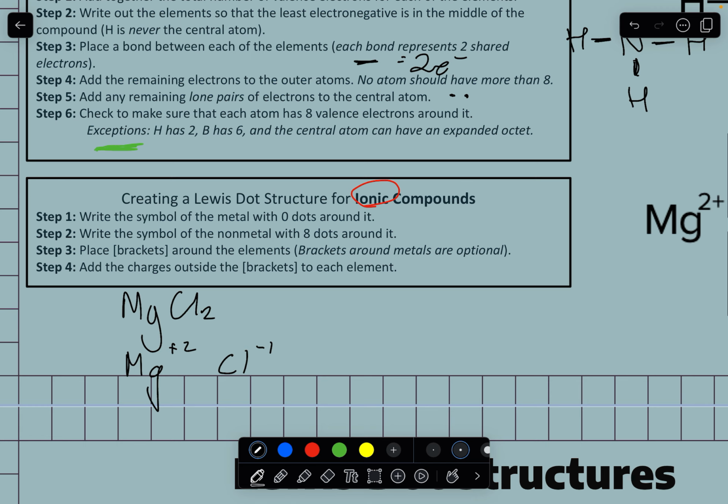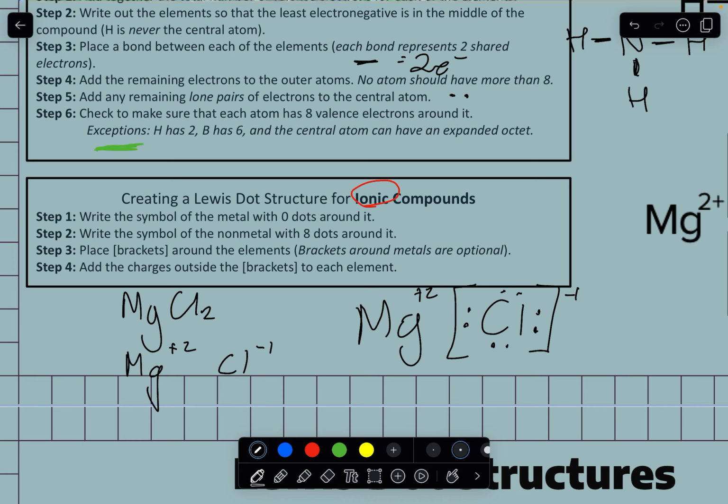Step 1 is we're going to write the symbol of the metal, so Mg, and we're just going to leave it as is. We're not going to put anything around it. Step 2 is write the symbol of the non-metal, so Cl. We're going to put 8 dots around it, 8 valence electrons. Step 3 is place brackets around the elements. You don't have to put them around the metal, but you do have to put them around the non-metal. Step 4 is add the charges outside the bracket. So we said Mg had a +2 and Cl had a -1 charge.